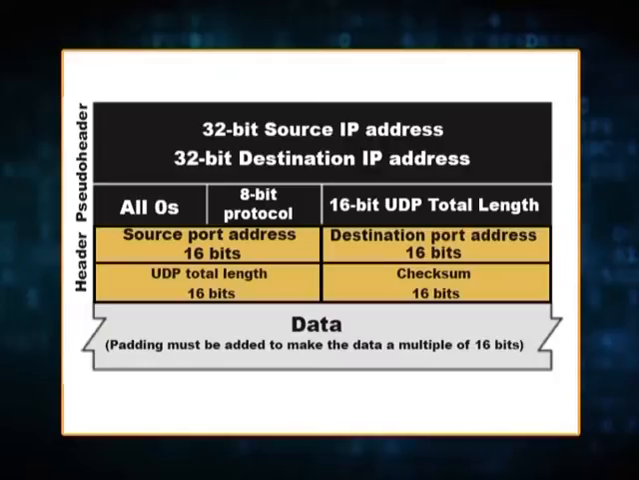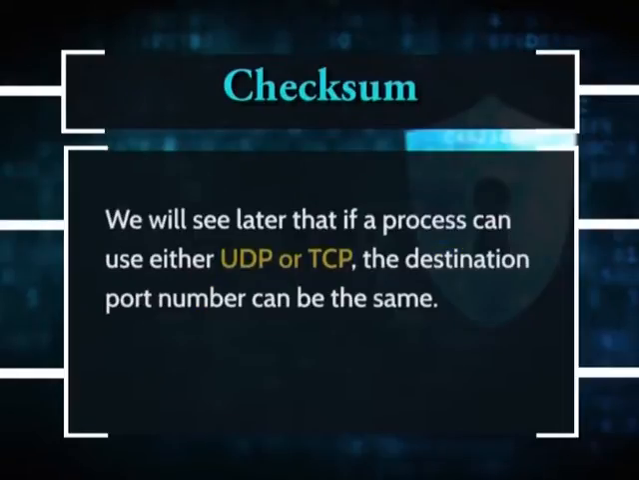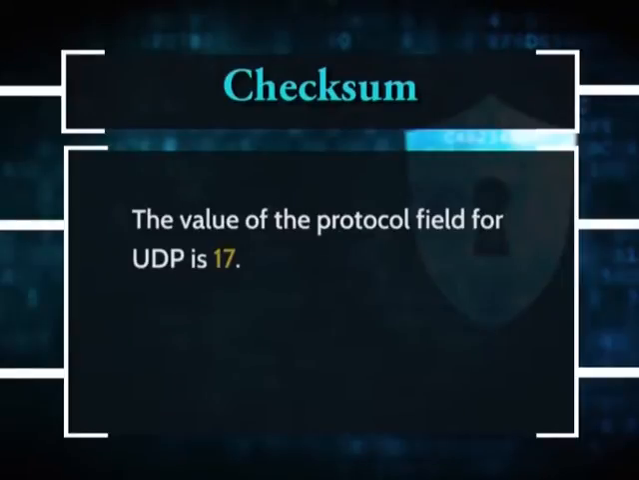If the checksum does not include the pseudo header, a user datagram may arrive safe and sound. However, if the IP header is corrupted, it may be delivered to the wrong host. The protocol field is added to ensure that the packets belong to UDP and not to TCP. We will see later that if a process can use either UDP or TCP, the destination port number can be the same. The value of the protocol field for UDP is 17.